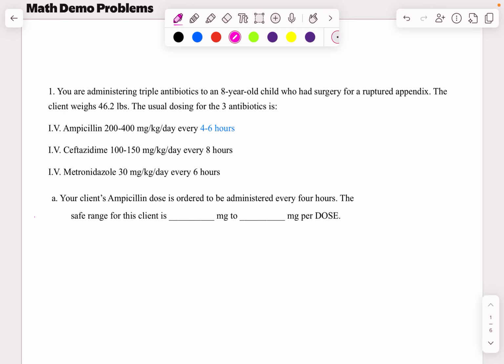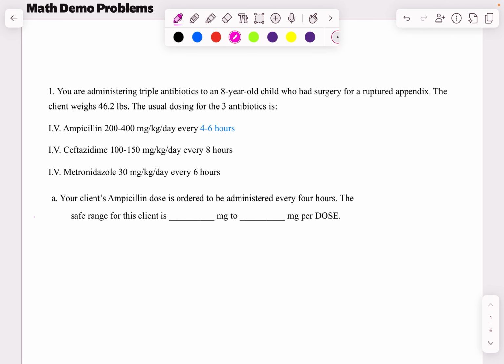Hello, I am going to be teaching you to do these problems for nursing using dimensional analysis. So, problem number 1, you are administering triple antibiotics to an 8-year-old child who had surgery for a ruptured appendix. The client weighs 46.2 pounds. The usual dosing for the 3 antibiotics is as follows. So, we'll start with A.